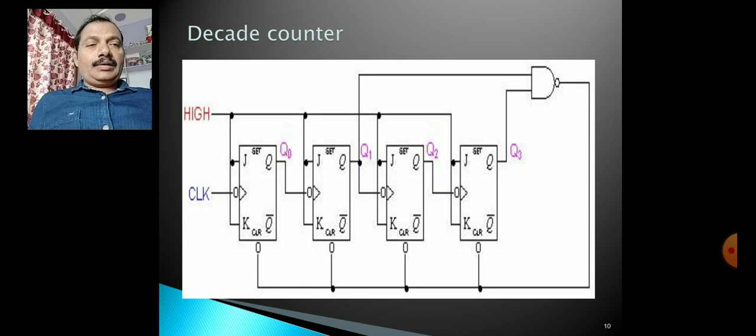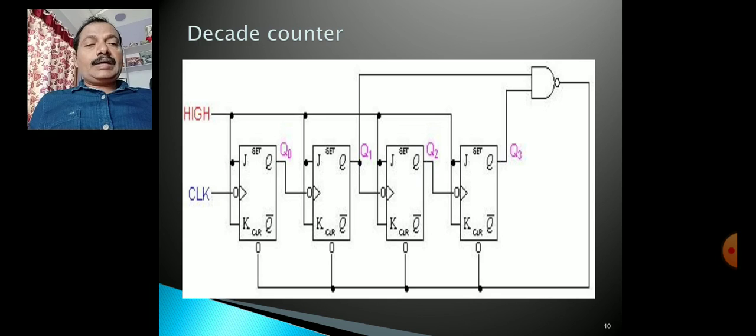because it has to count mod 10 for 10 pulses, you can express it as 2 power 4 only. If you take 2 power 3, it is less than 10, hence 2 power 4 is the only suitable choice. So you have to consider 4 flip-flops in the design, and connect the 4 flip-flops as shown.